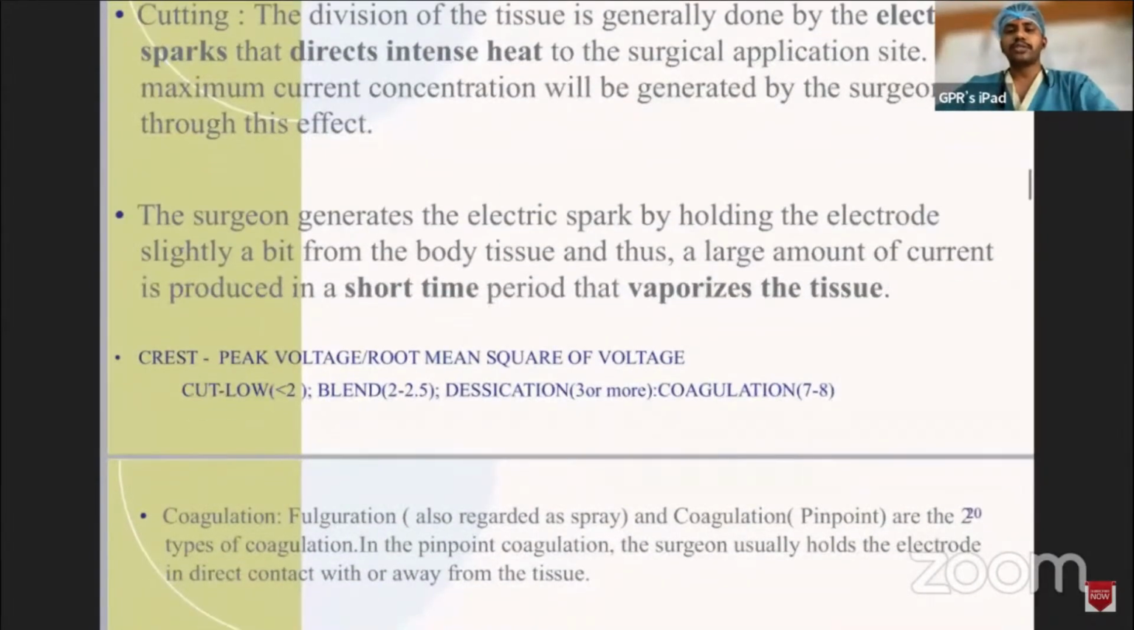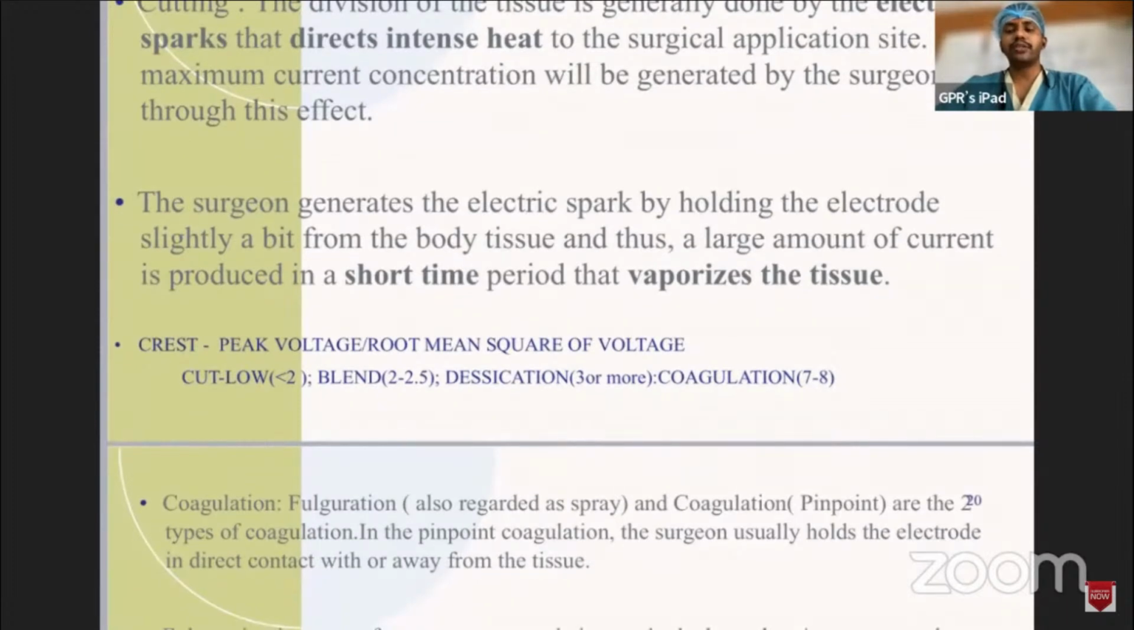The only thing I want to talk about is the crest factor, which is the peak voltage of the electric current divided by the root mean square voltage. Its value determines the amount of energy that is dissipated to the patient's body. For a cutting current, it is usually low, about 1.4 to 2. For a blended current, it is about 2 to 2.5. For a desiccation mode, the crest factor is 3 or more. And for coagulation, a direct coagulation, it is around 7 to 8.